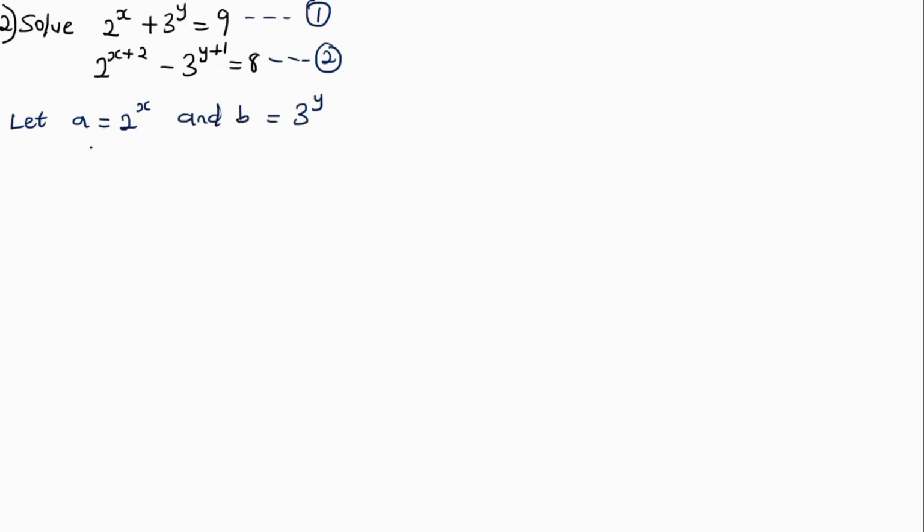Okay, and if we have this, then we can simply rewrite equation 1 and 2 to be a plus b equals to 9, since a is representing 2 power x and b is representing 3 power y.